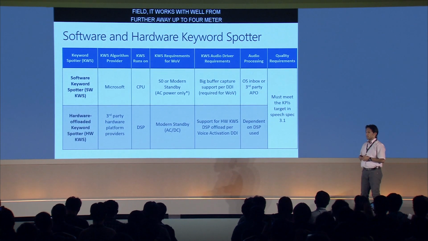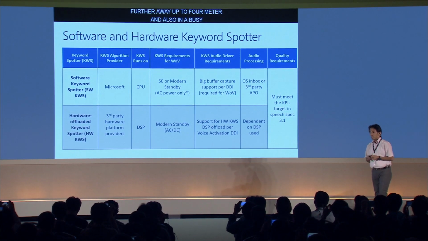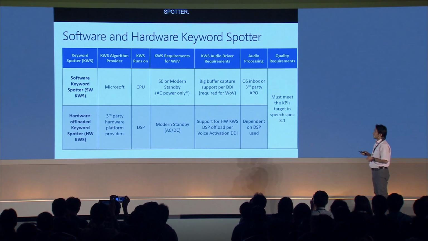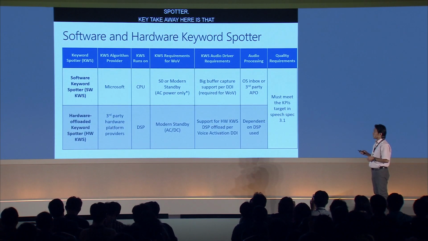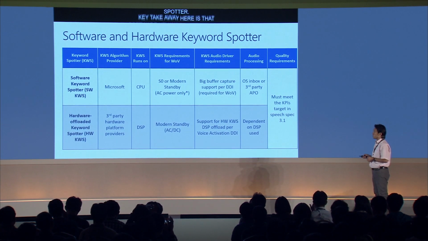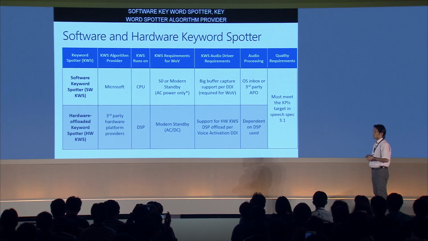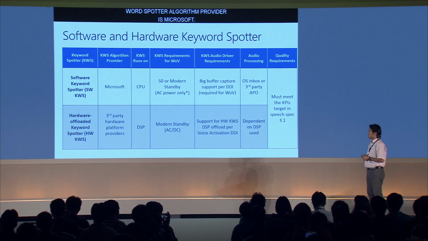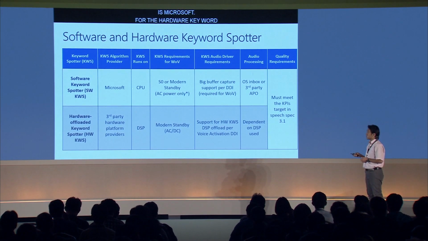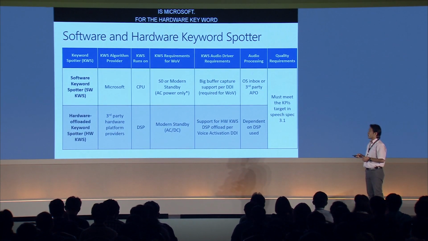Here are the comparison between software keyword spotter and hardware keyword spotter. Key takeaway here is that software keyword spotter algorithm provider is Microsoft. For the hardware keyword spotter, it is provided by the third-party hardware platform providers. Software keyword spotter will be running on the CPU, whereas hardware keyword spotter will be running on DSP.